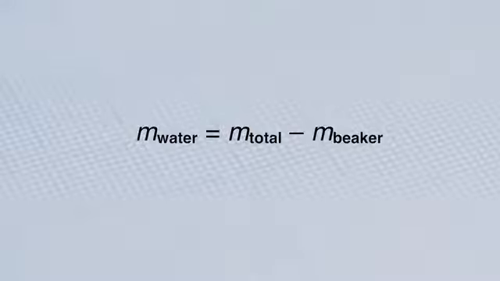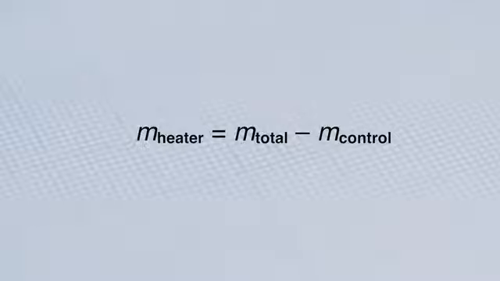In both cases, the mass of the water can be found by subtracting the mass of the beaker from the mass of the beaker with the water inside. The mass of water that was melted due to the immersion heater, M heater, can be found by subtracting the mass of water in the control, M control, from the mass of the water melted in the funnel with the working immersion heater, M total.